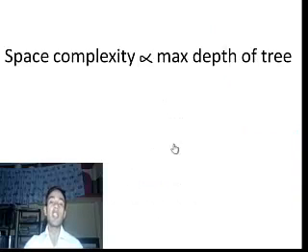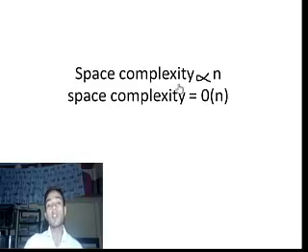Now the space complexity is directly proportional to the maximum depth of the tree, and the maximum depth of the tree in this case is the length of the longest path in the tree, which is n in this case. So the space complexity is directly proportional to n. Space complexity is equal to big O of n. When we analyze any algorithm, we always take the upper bound for the space or the time taken, so in this case the space or memory consumption. Space is directly proportional to n, or we can also say that space complexity is equal to big O of n. So in general, the space complexity of a recursive program is of the order of the maximum depth of the recursion tree.